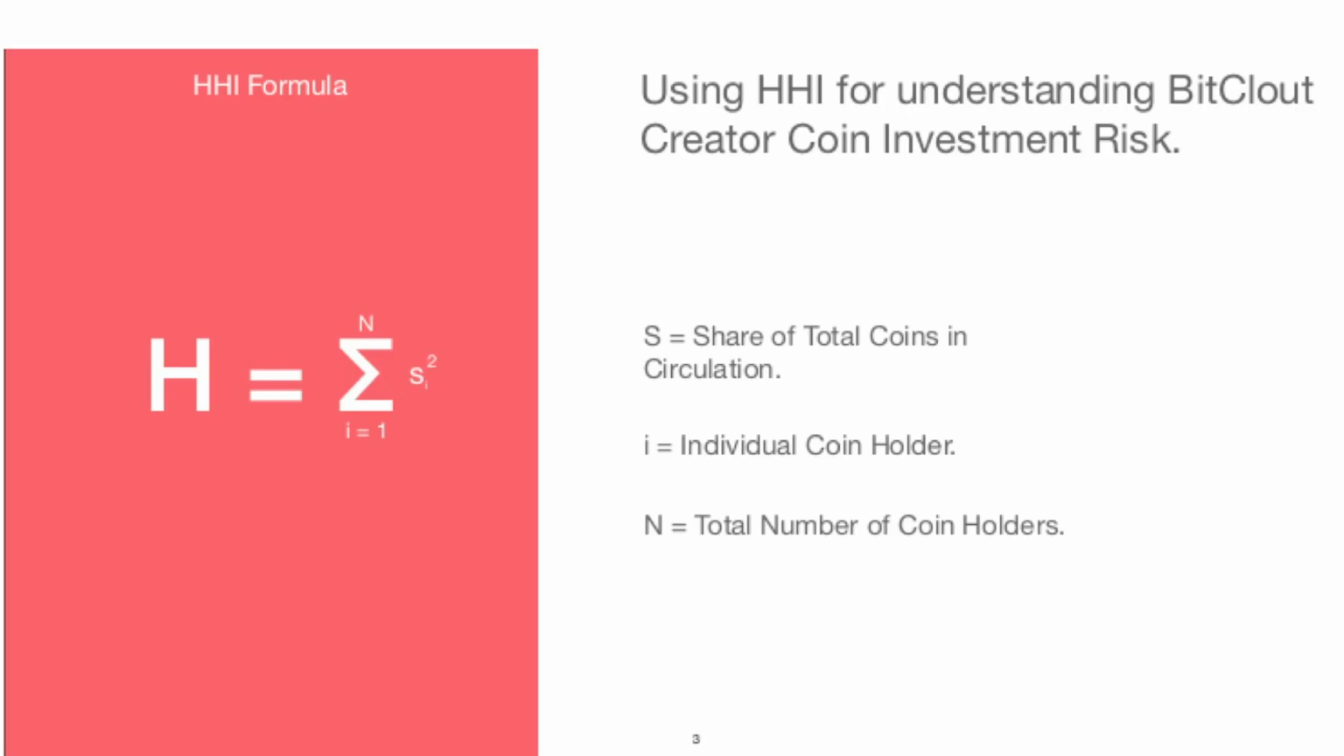Nice. Well said. Very quickly, I would love to break down the formula and then go through case studies. The way HHI works is that all we're trying to see is the percentage of coins a coin holder has, square that, and add it up. That's literally it. It's not more complicated than that. Here S is the share of total coins one coin holder has in relation to the entire coin supply for that creator, i indexes the coin holders, and N is the total number of coin holders on the cap table.